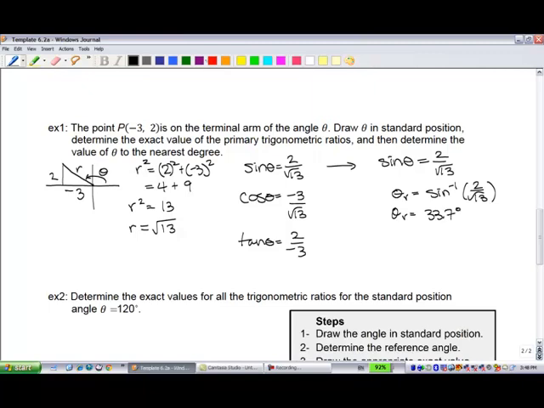And because it's in quadrant 2, our answer is actually 180 degrees minus 33.7 degrees. Because again, remember that theta sub r is just that reference angle. And here, rounding, we get 146 degrees as a final answer.